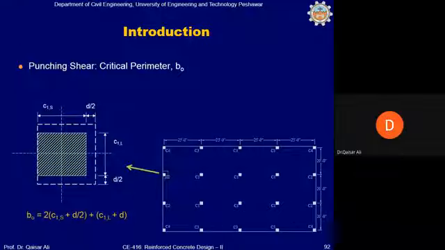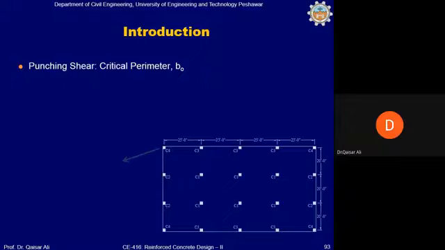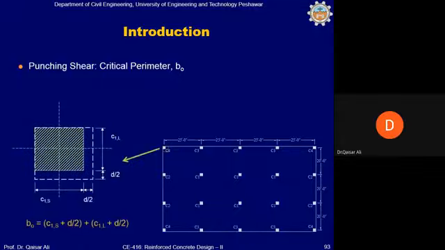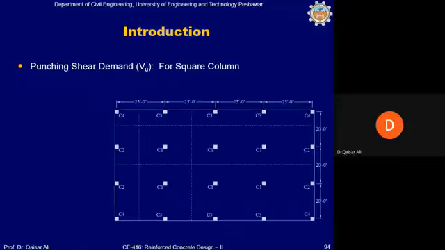For an edge column, this critical perimeter has only this one side, so this will be 2(C1 + d/2) plus (C2 + d), where C2 + d is only one side. For a corner column, this will be C1s plus d/2, where s means short side, and C1l, the long side, plus d/2.